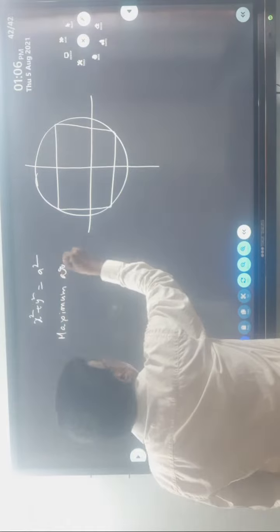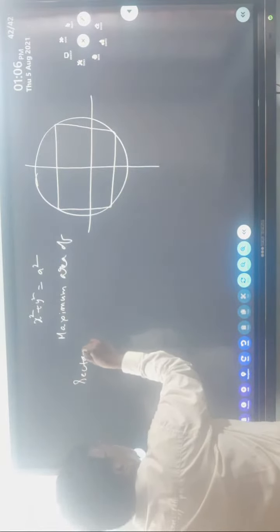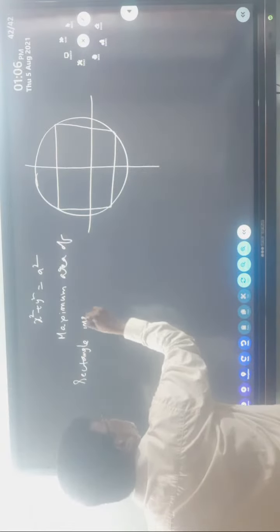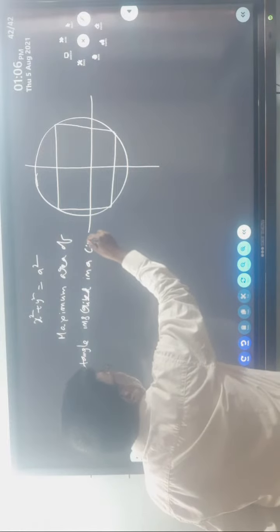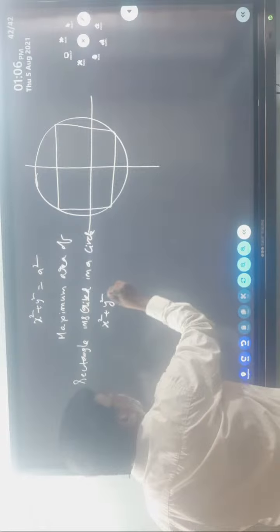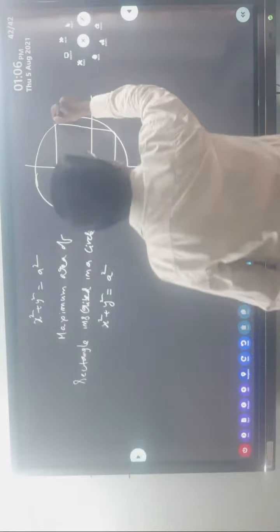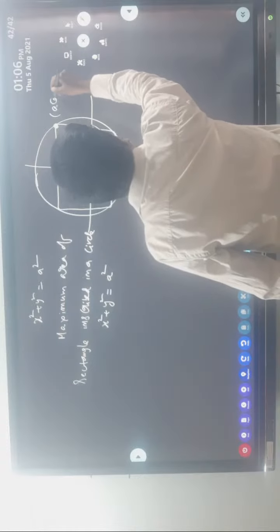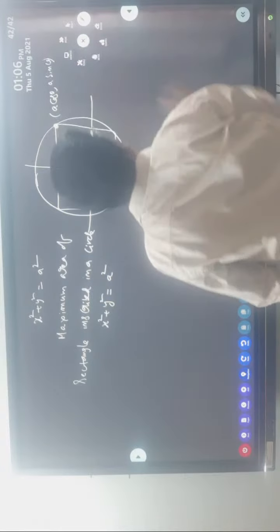Maximum area of a rectangle inscribed in a circle. So in a circle, x square plus y square equals a square. This is the concept. How to solve this type of question? This point is taken in parametric form as a cos theta comma a sin theta. This is the parametric form we have to take.